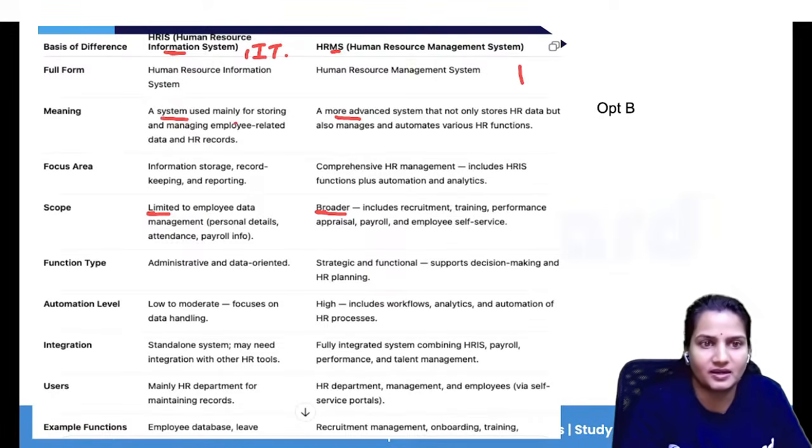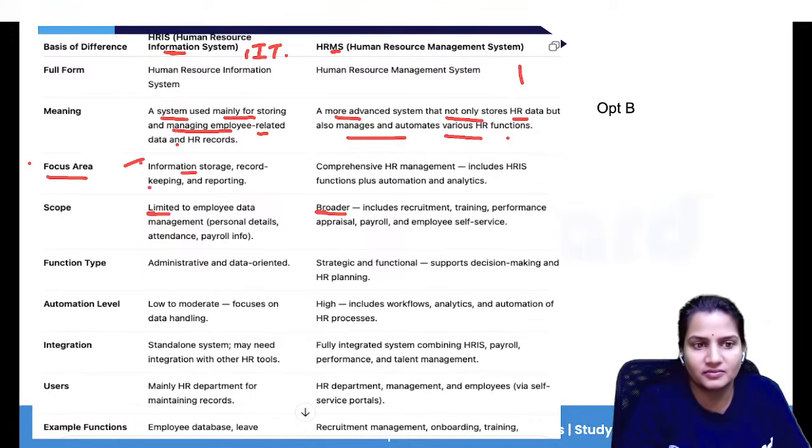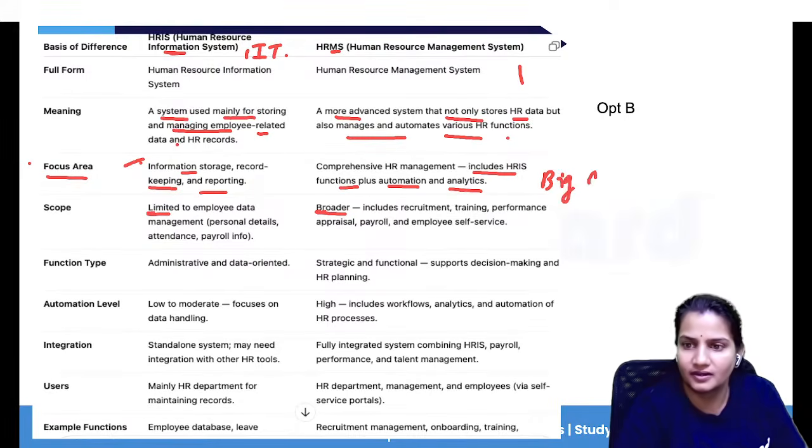HRIS is a system used mainly for storing and managing employee-related data. The focus is on information storage, keeping data in one place, and reporting. HRMS includes HRIS function plus automation and analytics, that is big data analytics.